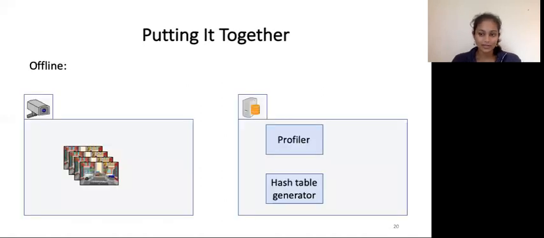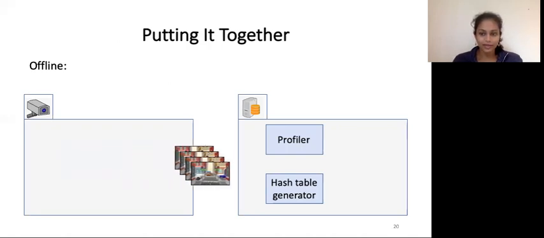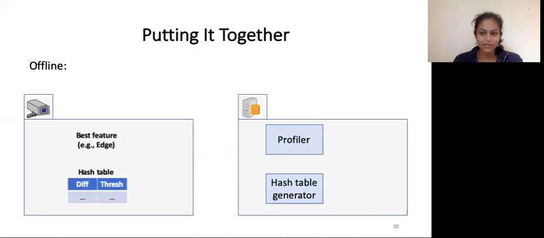Putting it together to form Reducto's system design, we have an offline step where we get unfiltered frames from the camera. And we use those to both decide the best feature done by a profiler and generate a hash table mapping diff values to thresholds. We send both of those back to the camera, and the camera now has all the information it needs to start filtering.